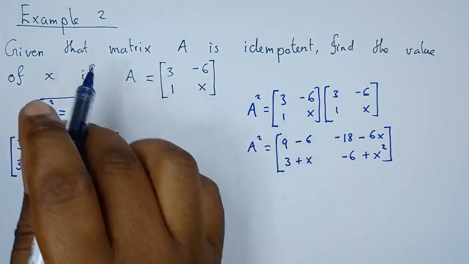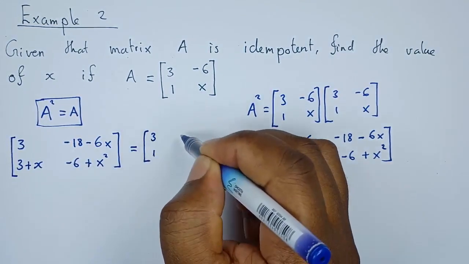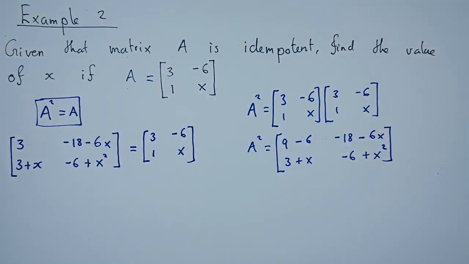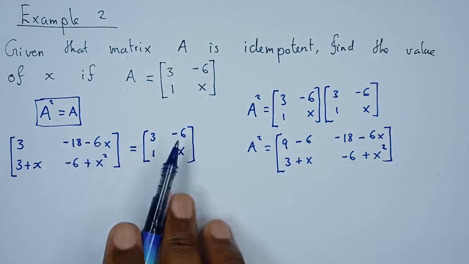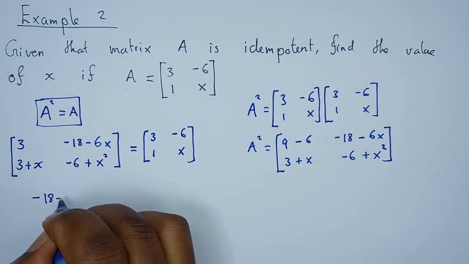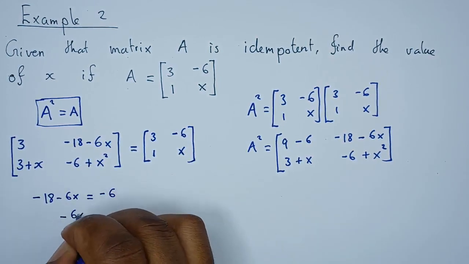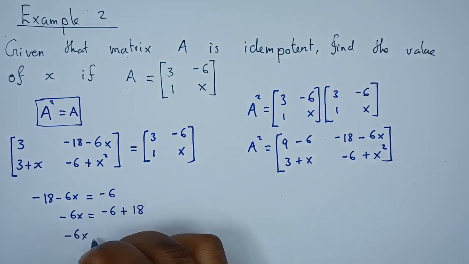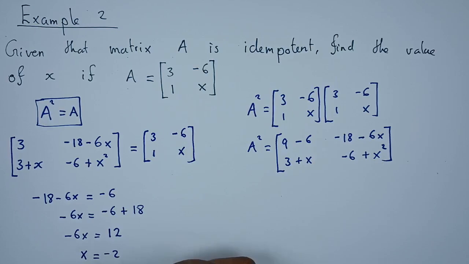Now remember, because of the property of idempotent, this is equal to matrix A, which is 3, negative 6, 1, x, like that. Okay, so now, since these two matrices should be the same, we can say the 3 is equal to the 3, that's fine, meaning that this part is equal to negative 6. So minus 18 minus 6x is equal to minus 6. So negative 6x is equal to negative 6 plus 18, meaning that negative 6x is equal to positive 12. Hence, the value of x is simply minus 2.